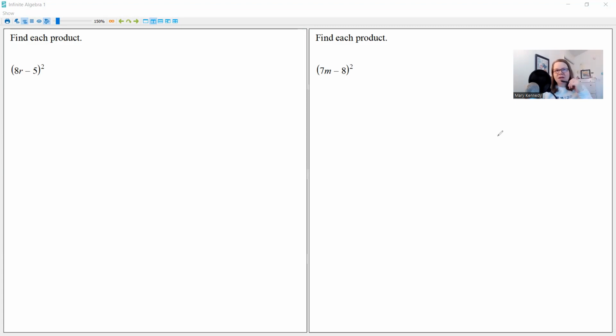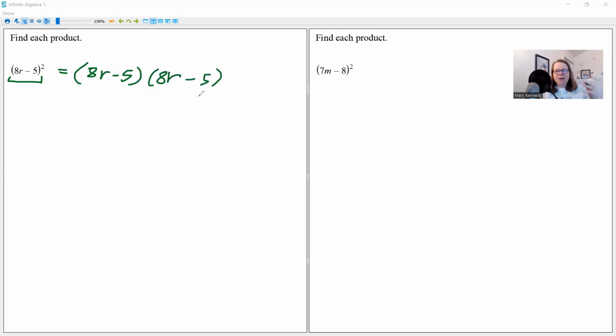The first thing that I hear students often hesitate on is how to even start, because they're just like, "But the whole thing's squared. I don't know what that means." And so realize that this is just saying whatever's in the parentheses is multiplied times itself. So technically, this is saying (8r - 5) times (8r - 5).